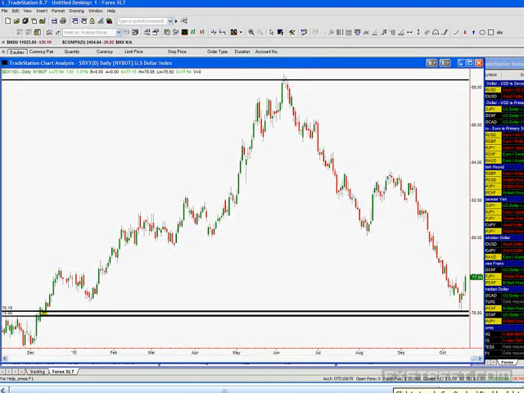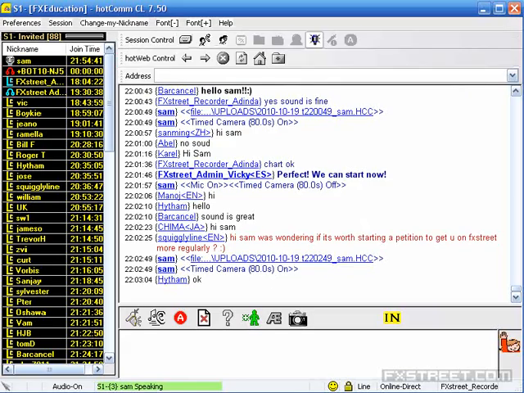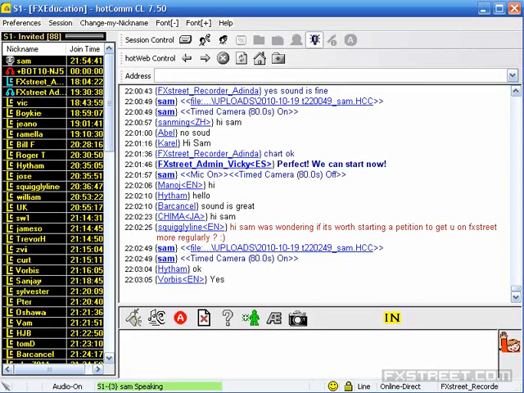You should be able to see the dollar screen okay. Can everybody see that all right? Hey, Squiggly Line, how you doing? All right. Can everybody see that dollar chart?